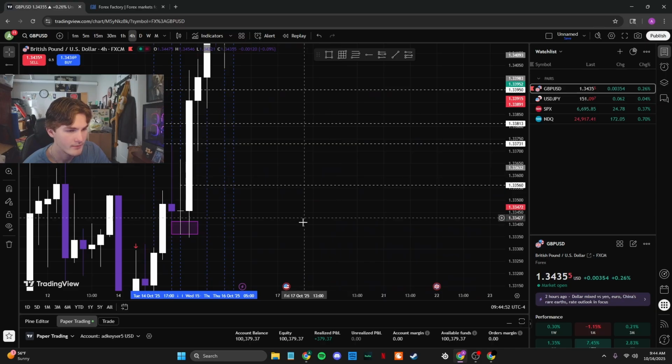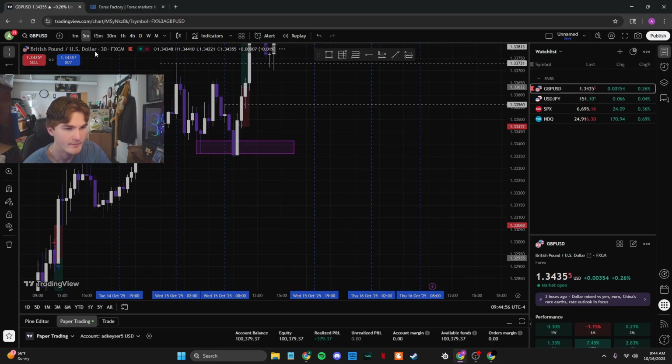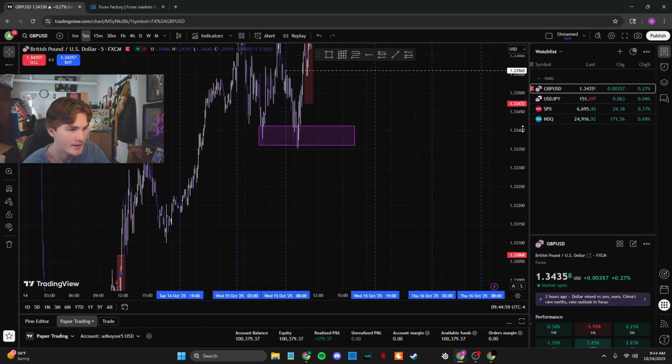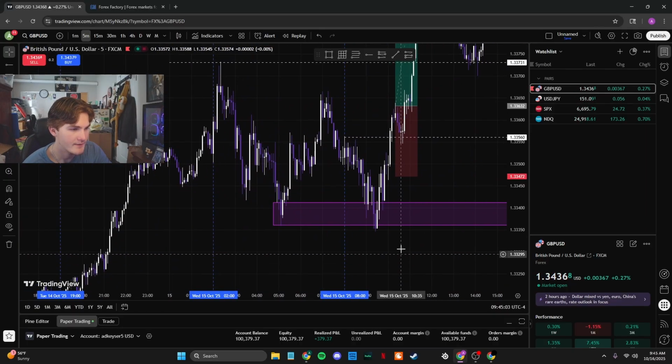I wonder, you could even say it looks better on these time frames. So let's get down into the 5-minute where we made the entry and the trade. So we're looking at this liquidity sweep.